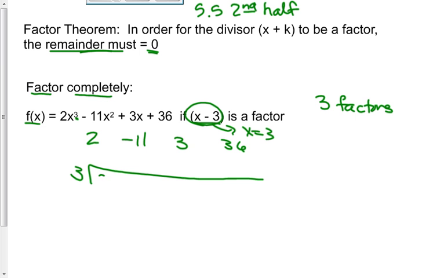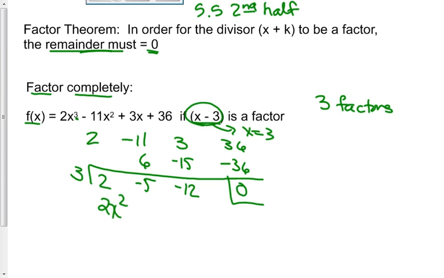Drop your 2. Multiply, we get 6. Add, we get negative 5. Multiply, we get negative 15. Add, we get negative 12. Multiply, we get negative 36. And when I add, yes, I get 0 for my remainder. That means I can write these 3 numbers as a new equation, which I should be able to factor.